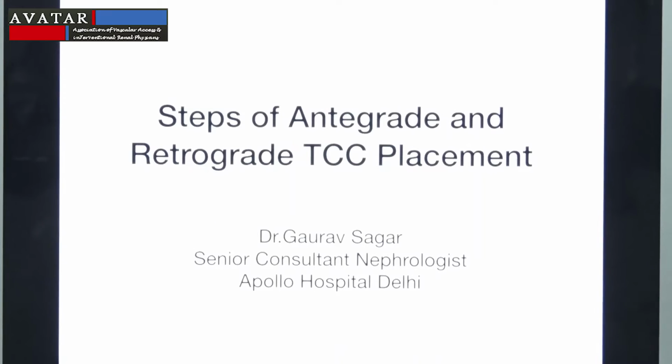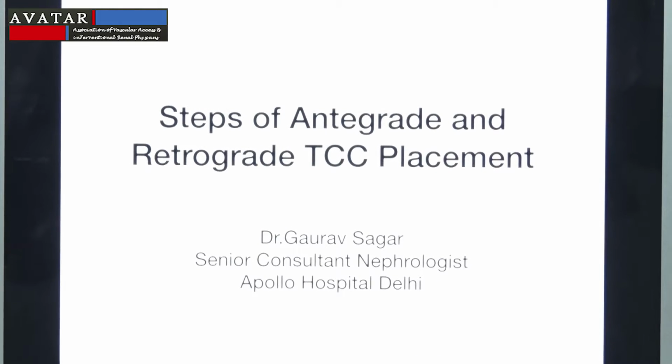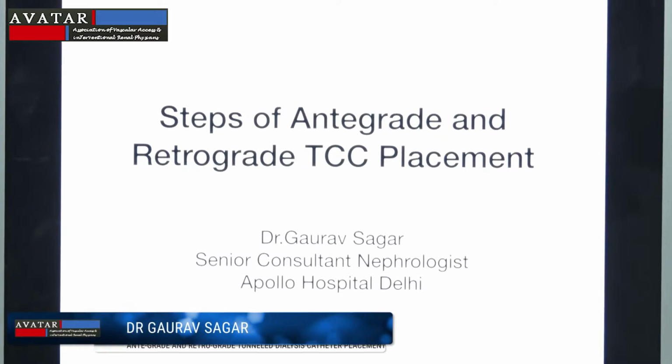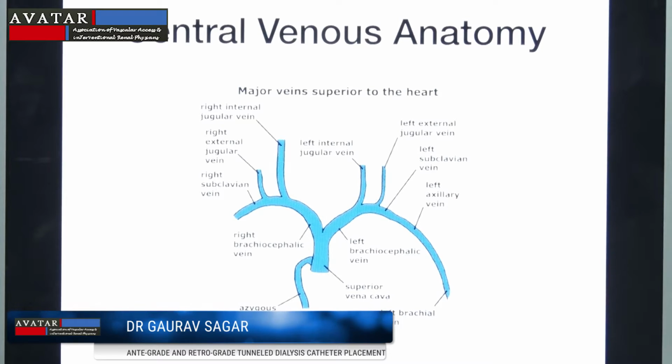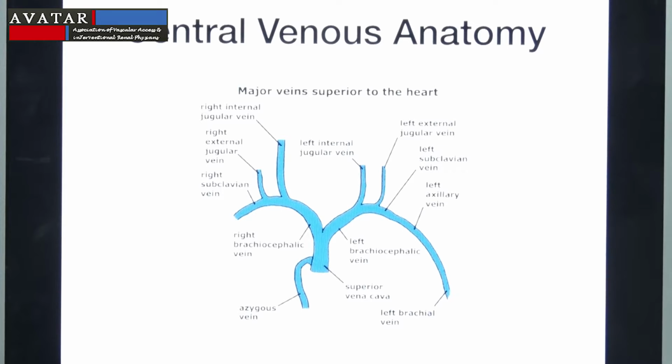I am Dr. Gaurav Sagar, Senior Consultant Nephrologist, and I'll be speaking briefly on the steps of retrograde and antegrade tunnel dialysis catheter placement. This is a brief overview of the central venous anatomy. As we can see here, the important veins which are accessed for the tunnel dialysis catheter are the internal jugular, followed by the subclavian and the femoral vein.